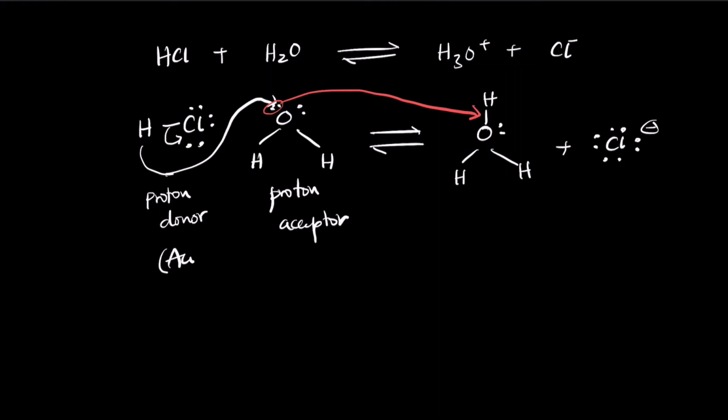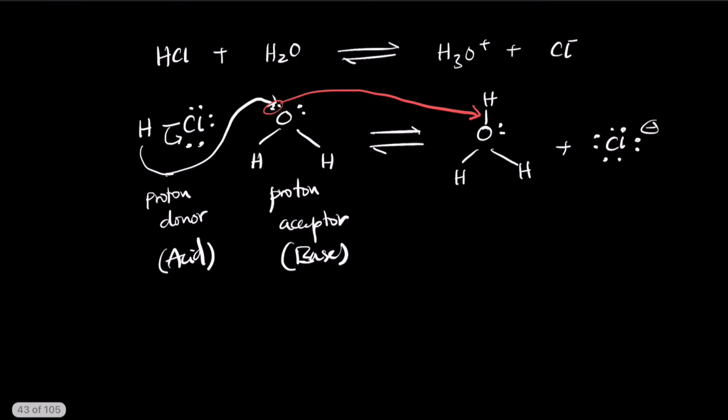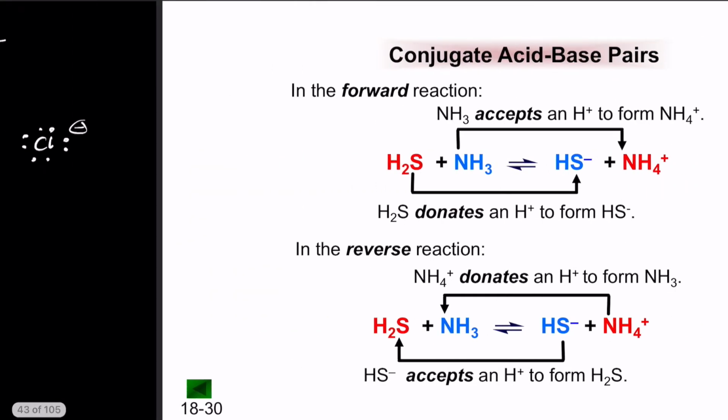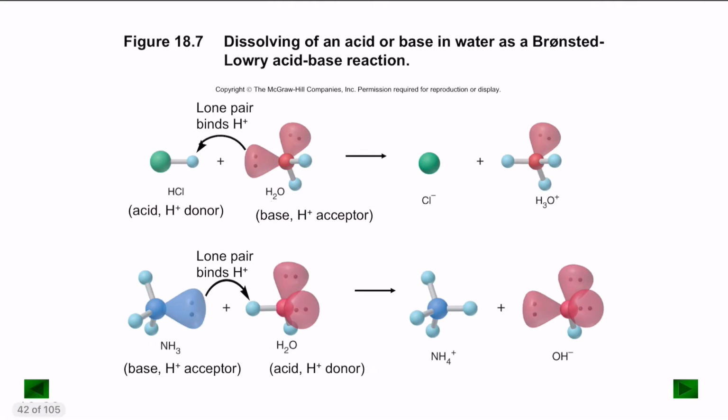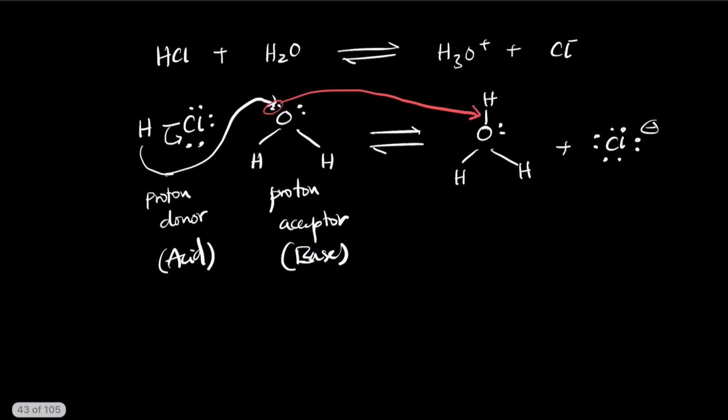So this becomes the acid and this becomes the base. So this is the idea behind an acid-base reaction. Now something interesting comes through here. So let's take a simple example of this same reaction right here. Now notice that this is the proton donor. Let's take a look at the reaction in reverse.